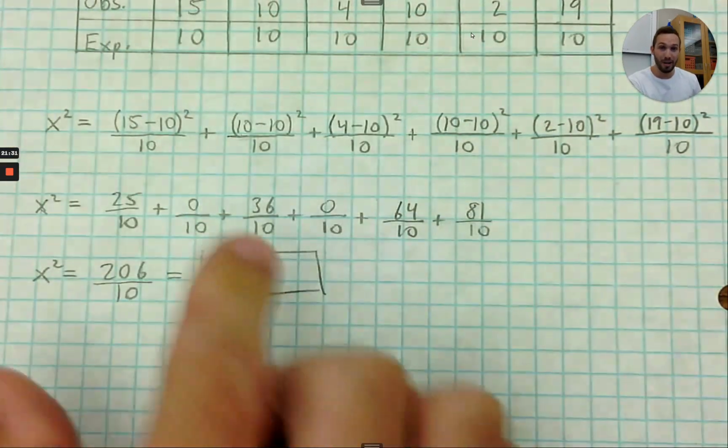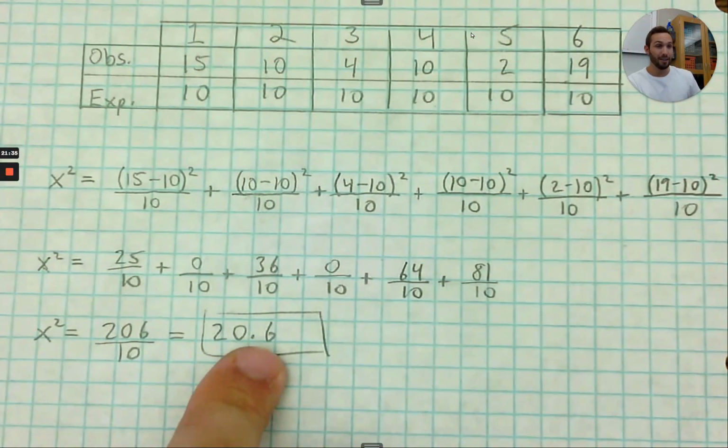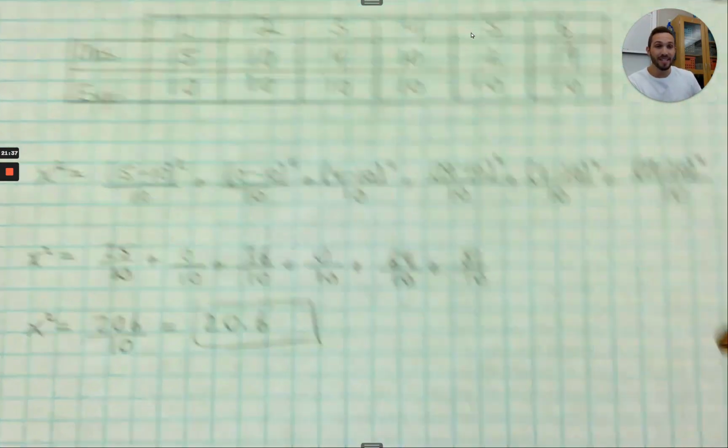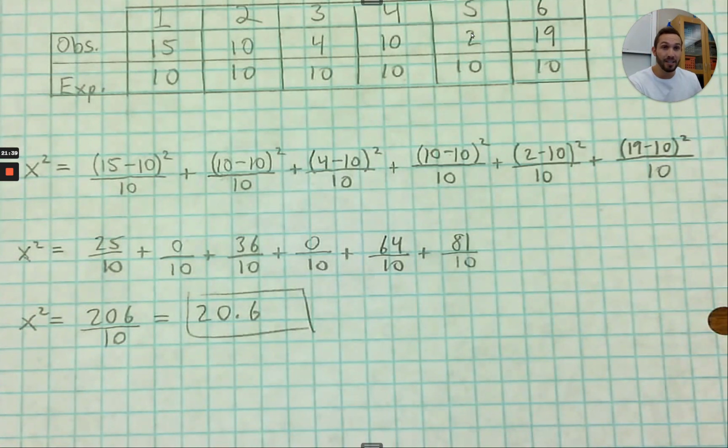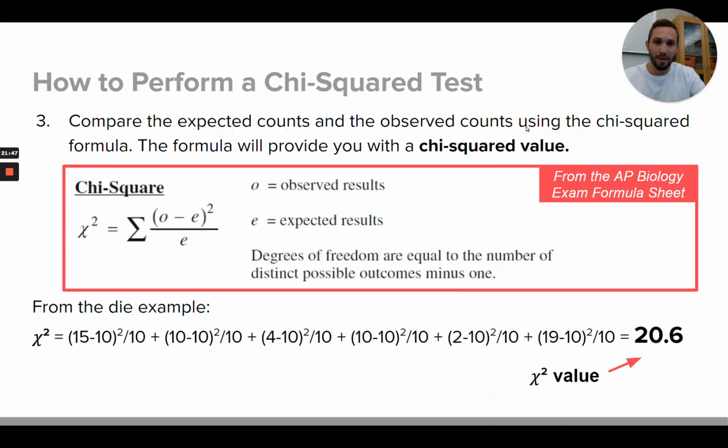Again, you can do this however you want, as long as you plug it in and you get this answer. So the answer you should get, 20.6. Now, what does that mean? You have no idea yet, but that's your chi-squared value. So you can copy that in your notes on the left side for one of those questions, but I'm going to go back to this. And that's what I got down here, 20.6.